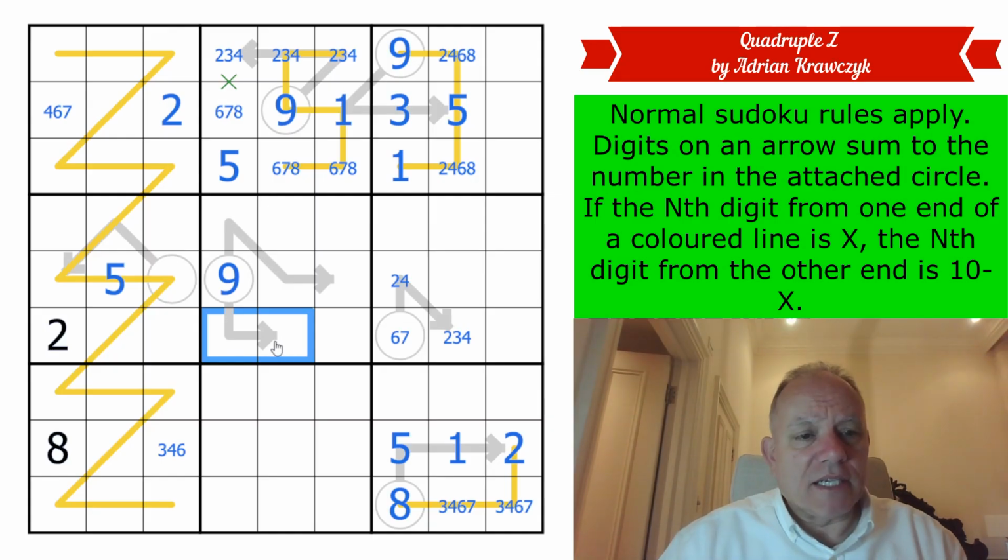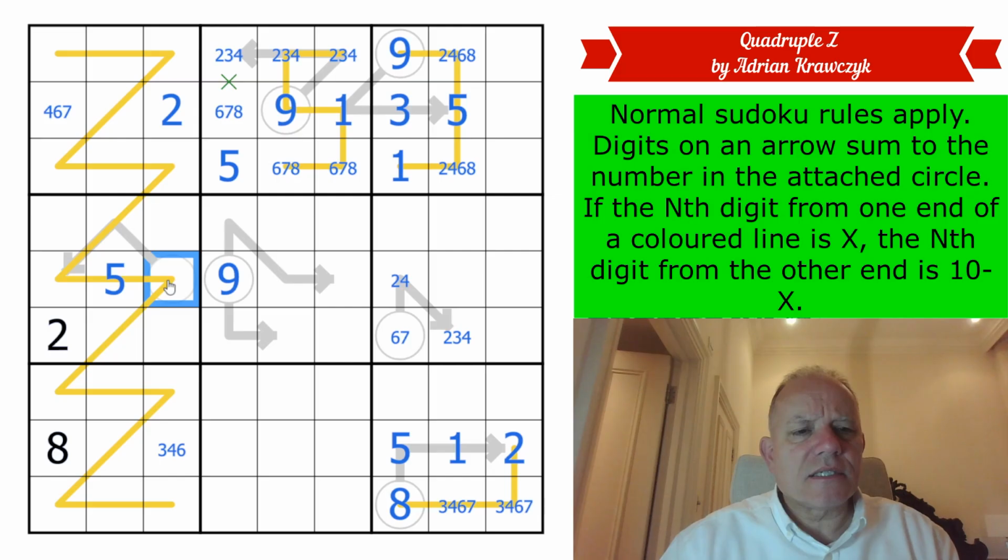And I don't know what it is, so okay, that's not a lot of use. What about this? Oh my, I haven't even noticed. This is the 10 counterpart of this. So they're not 2, 8. We now know they're not 1, 9.